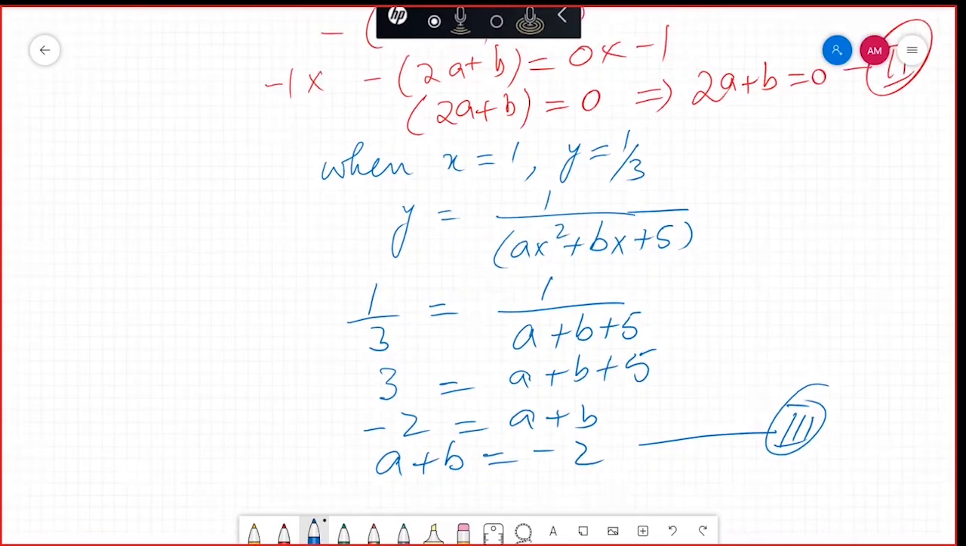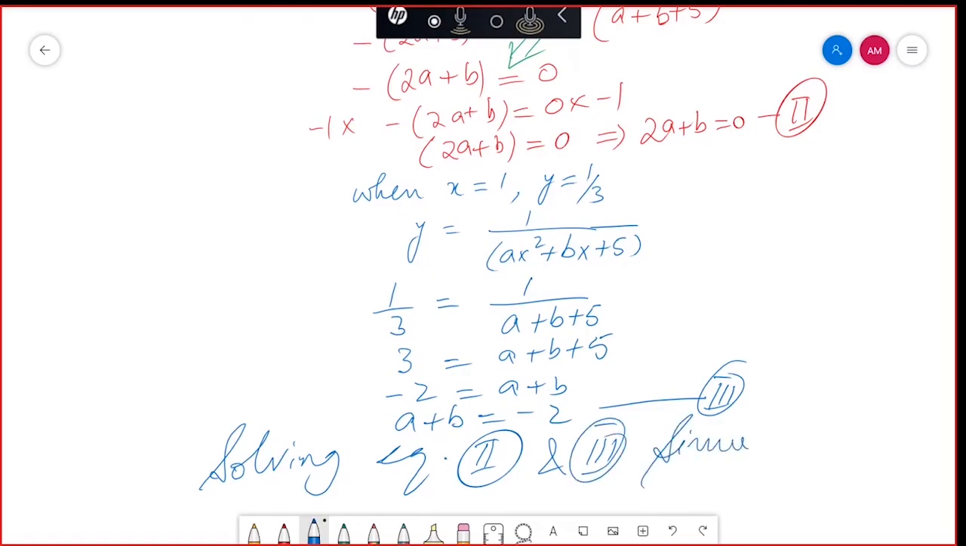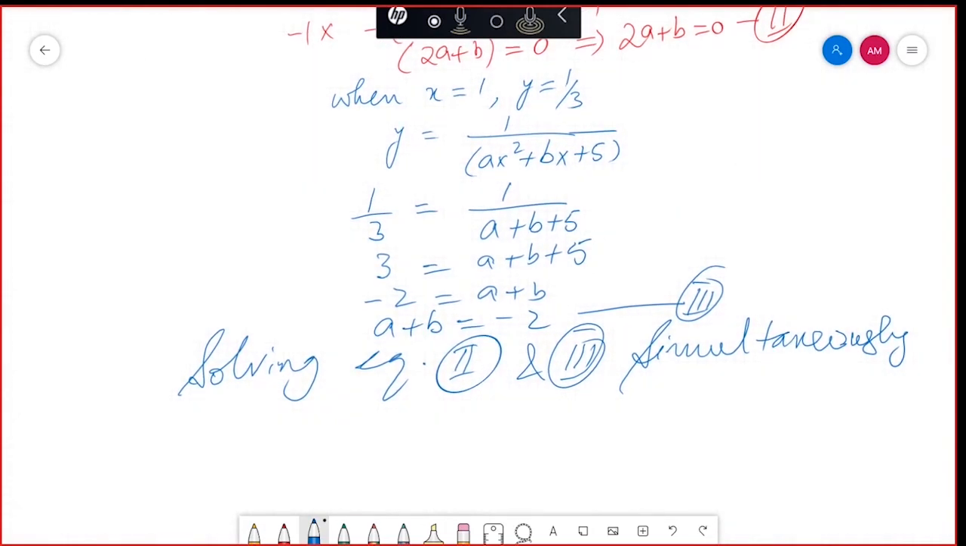Let me just zoom out. So we know two equations now, equation 2 and equation 3: two linear equations with two unknowns. Solving equation 2 and equation 3 simultaneously, we know how to solve two equations simultaneously. How would you like to do it? There are two methods: one is elimination and the other is substitution. Kindly solve it so that you know what a and b are.